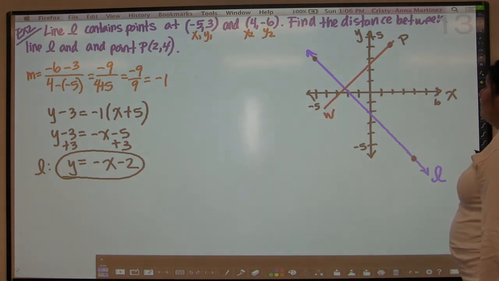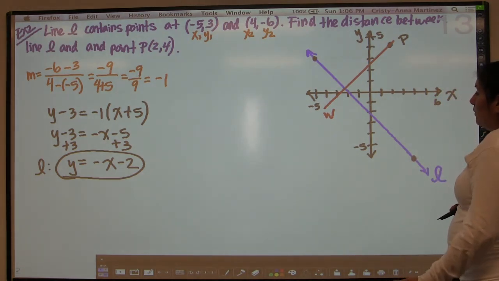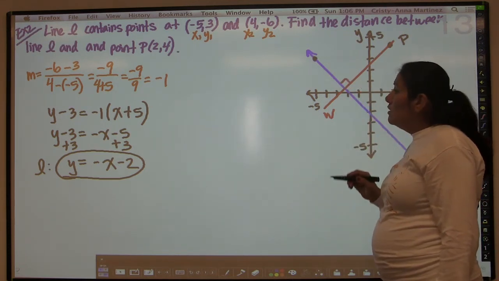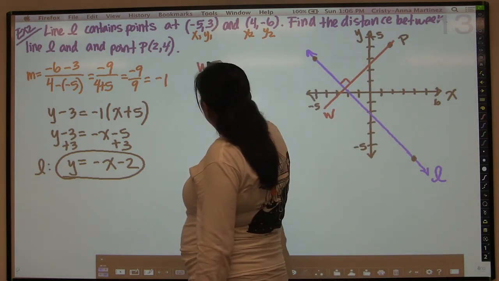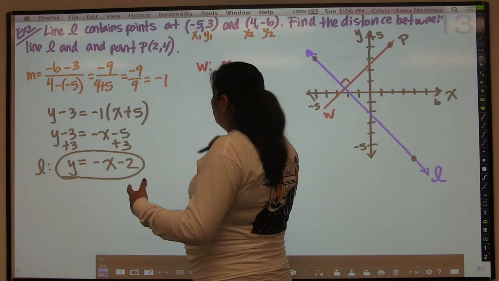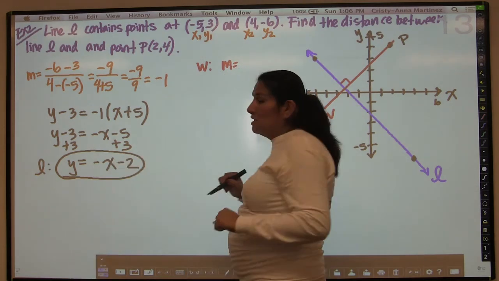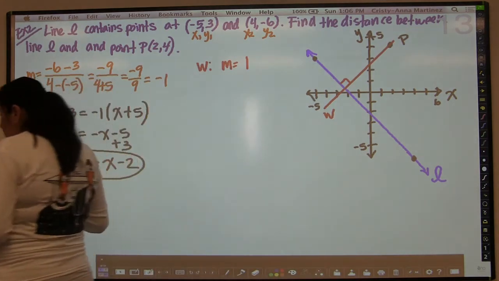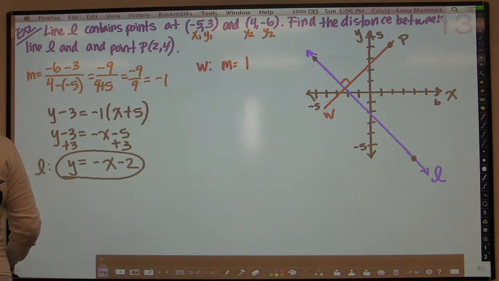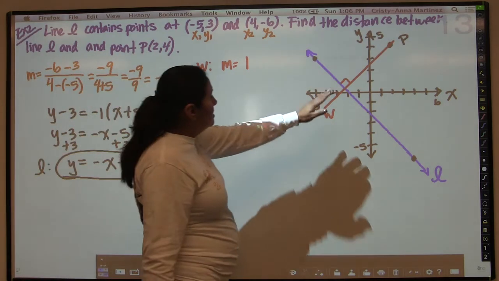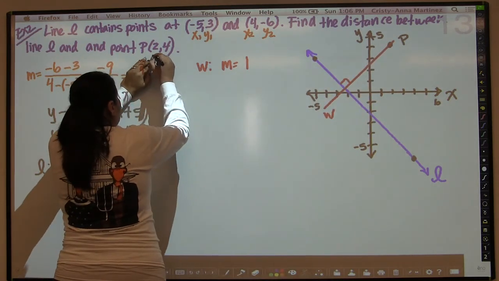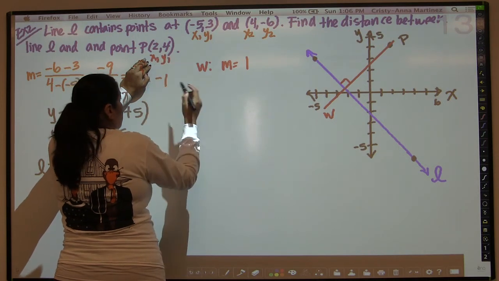So I need to find the equation of line W. The good thing about line W is that we know that it has to be perpendicular. So the line W will have a slope that is perpendicular to this line, and this line has a slope of -1. That means that this line has to have a slope of +1. Now we know what the slope is, and we also have a point. We know that point P is on this line, and the coordinates of point P are right here, 2, 4. So I can call that x1, y1.